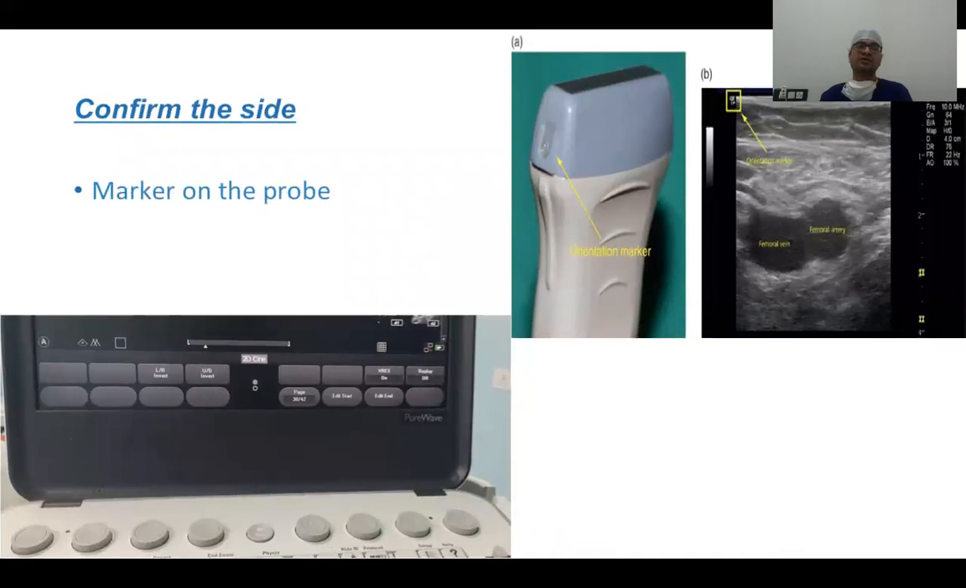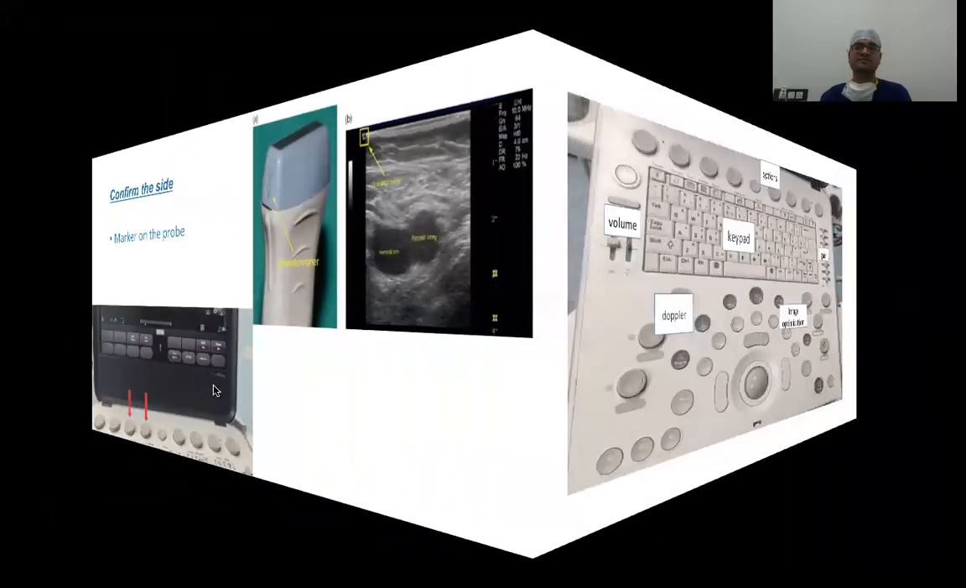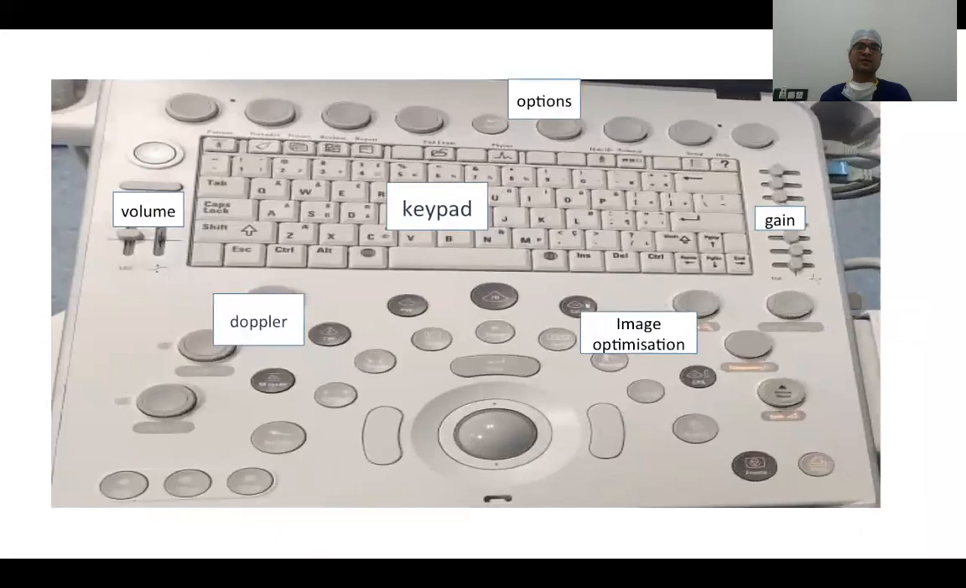Then after selection of the probe, it is very important to note the marker on the probe, which side it is. It can be changed with these buttons and knobs, left and right. You can choose the marker according to your convenience. Also, the image field can be inverted with this up-down image. So it helps in our intervention and interpretation.